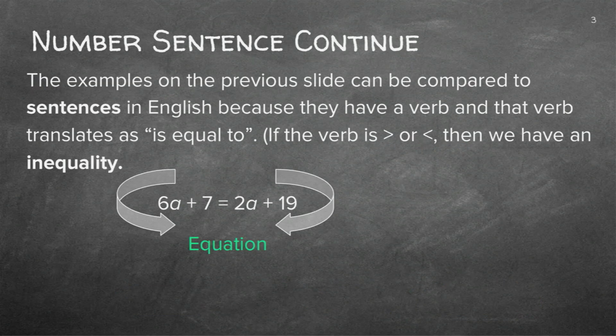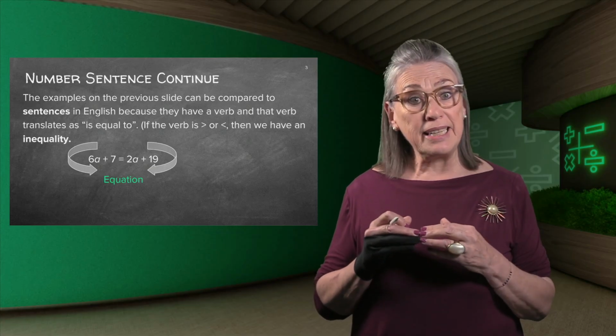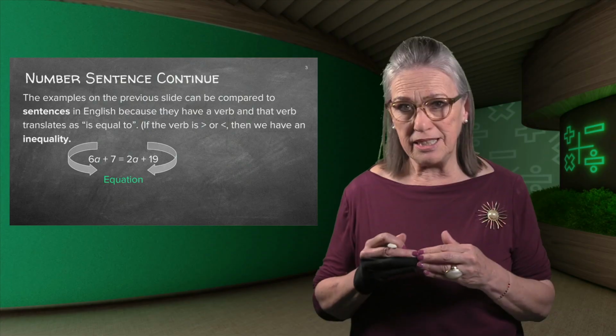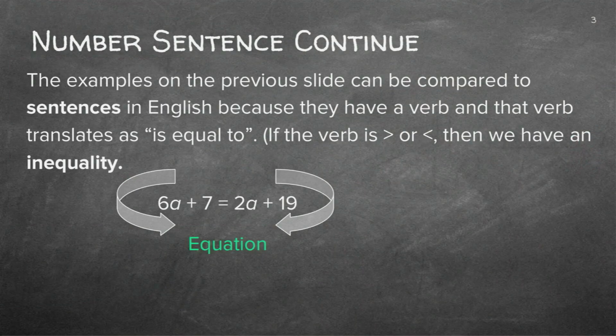The examples on the previous slides can be compared to sentences. Remember, in the previous slide, I referred to expressions, and that is like a phrase in English. But this is referred to as a number sentence, an equation. Why? Because there's a verb, and the verb translates to "is equal to". If the verb is "larger than" or "smaller than", then we have what we call an inequality.